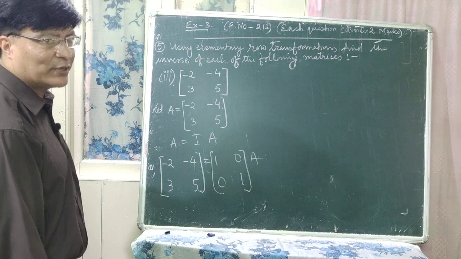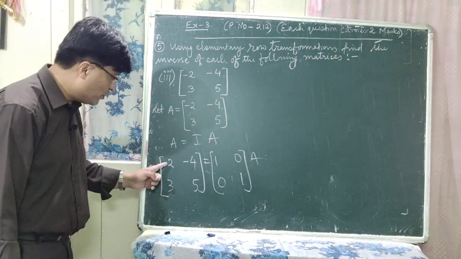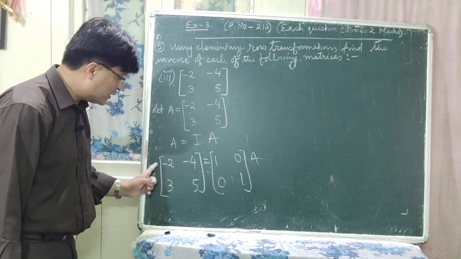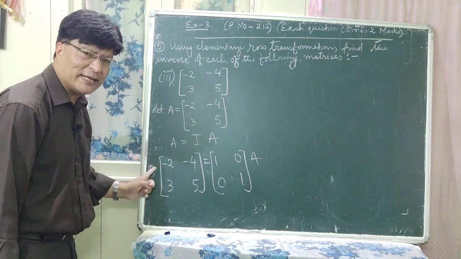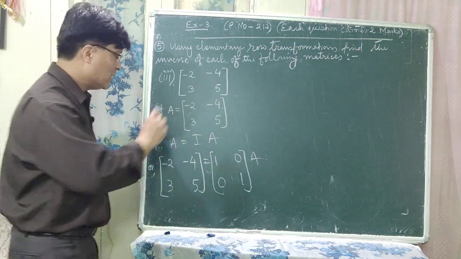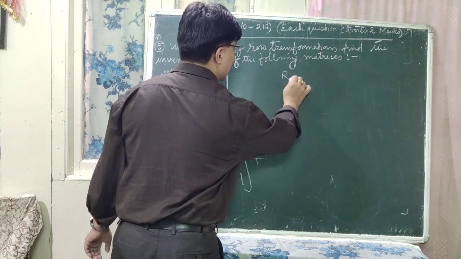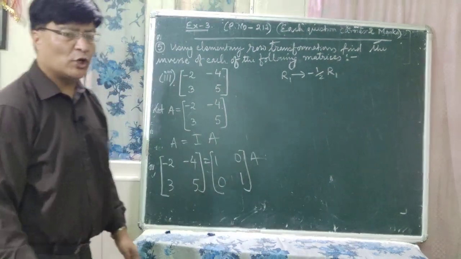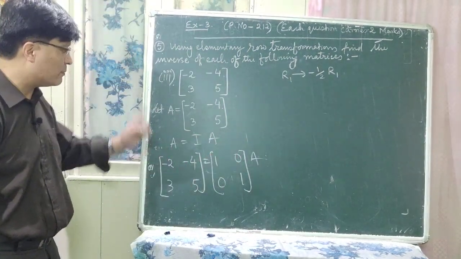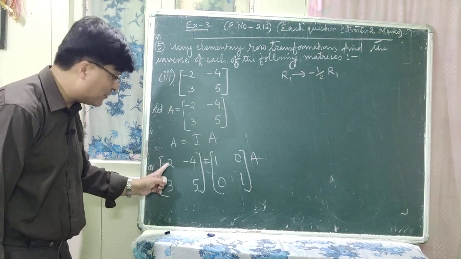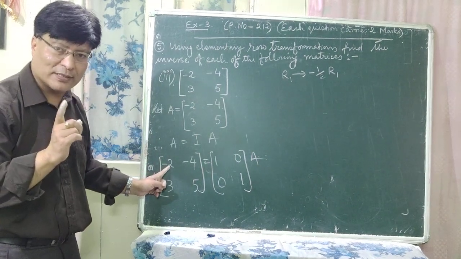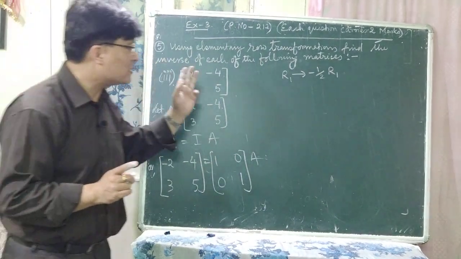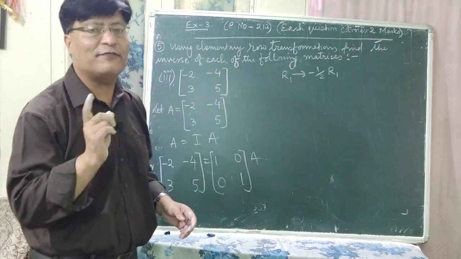You have to use elementary row transformation. So if you multiply this first row by minus half, what is minus half into minus 2? That is 1, right? So here you can change this row 1 as minus half row 1. Is that clear? If you multiply all the elements of the row 1 by minus half, minus half into minus 2 is your 1. So you are getting 1 out here. So let us use this transformation. That is R1 is equal to minus half R1.